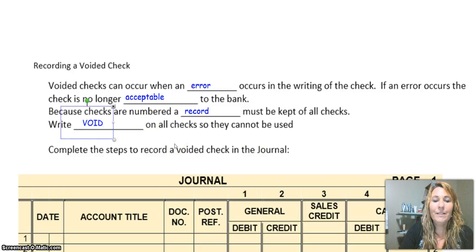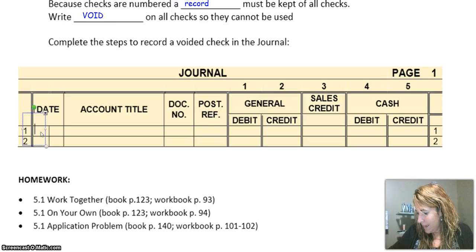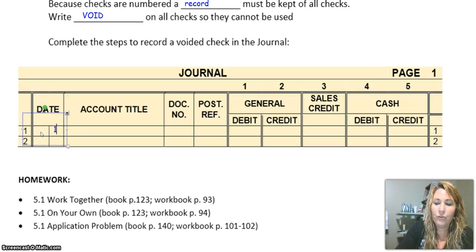So here we're going to complete the steps to record a voided check in the journal. Okay, so we're on our journal. We're going to start with the date that we made a mistake. And the date was the 15th of the month. And we're going to pretend we've already been using our journal, so we're just going to put in the 15th. The account title. Well, we really don't have an account to do anything with because we made a mistake. This check isn't worth anything. So for account title, we're just going to write the word void.